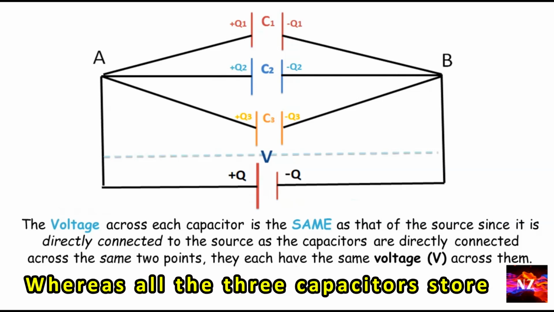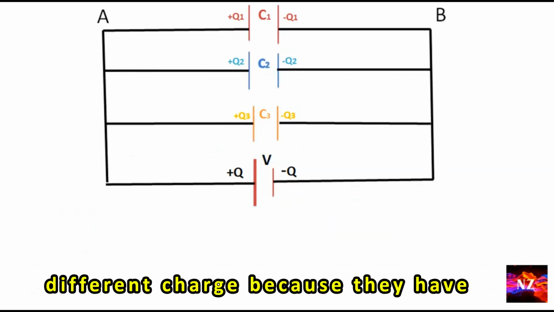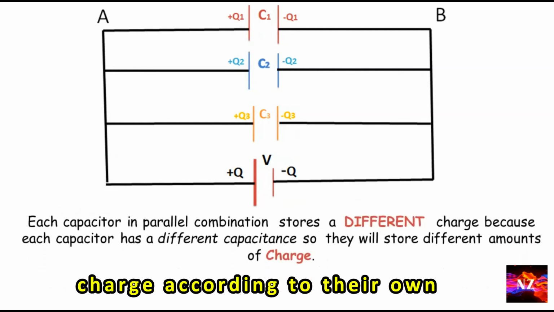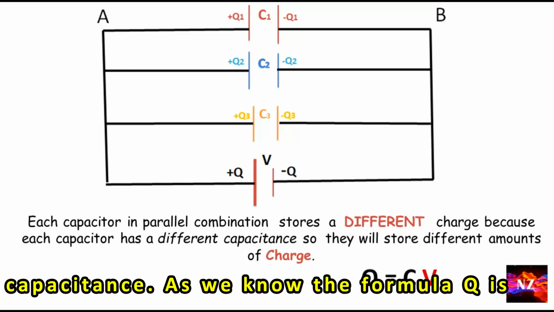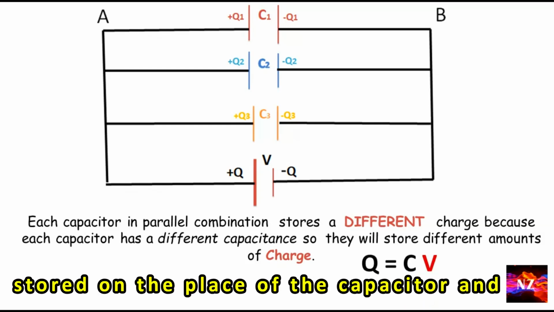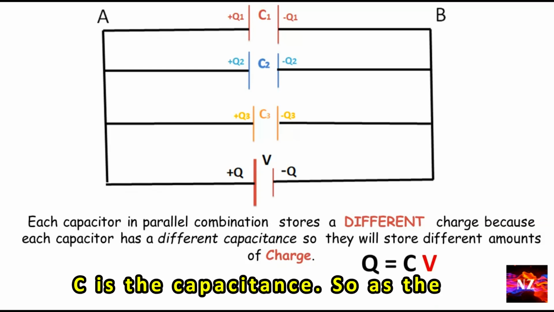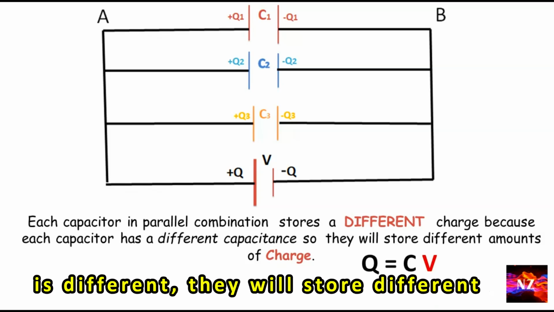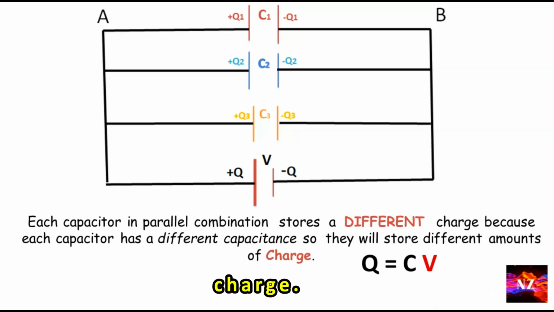Whereas all the three capacitors store different charge because they have different capacitance. They will store charge according to their own capacitance. As we know the formula, Q is equal to CV, where Q is the charge which is stored on the plates of the capacitor and C is the capacitance. So as the capacitance of all the three capacitors is different, they will store different charge.